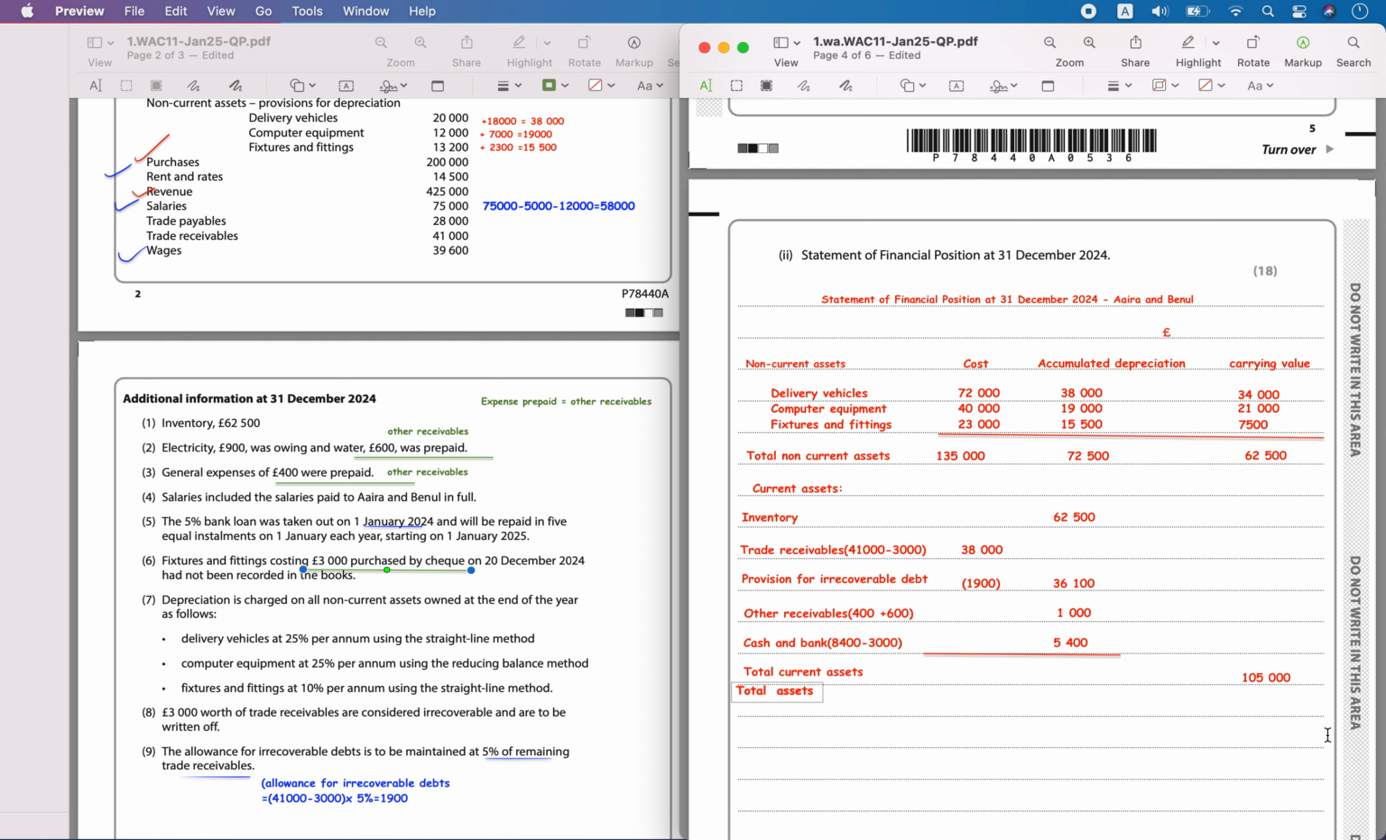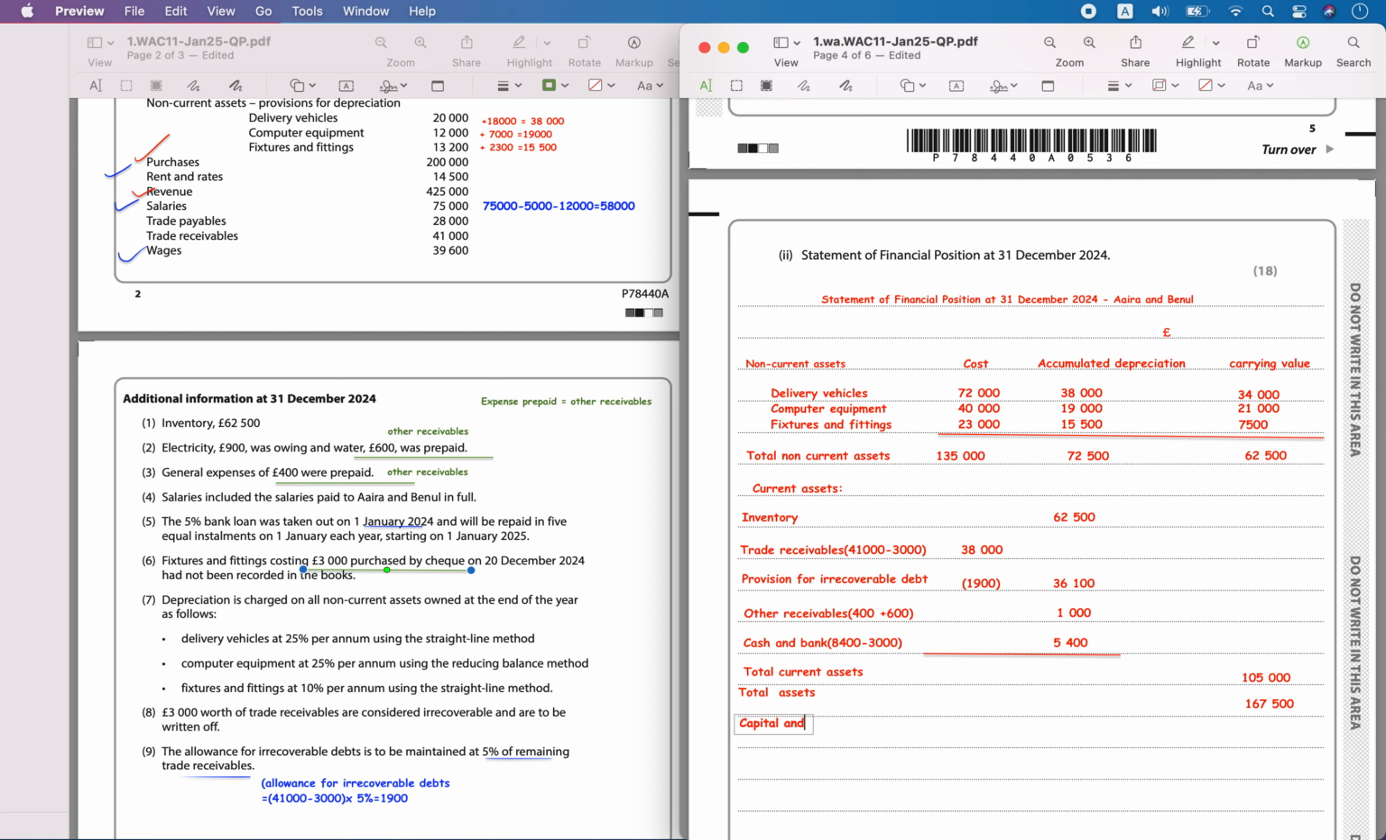62,500 plus 105,000. That is 167,500. Now let's find the total of capital and liabilities. So they should balance.